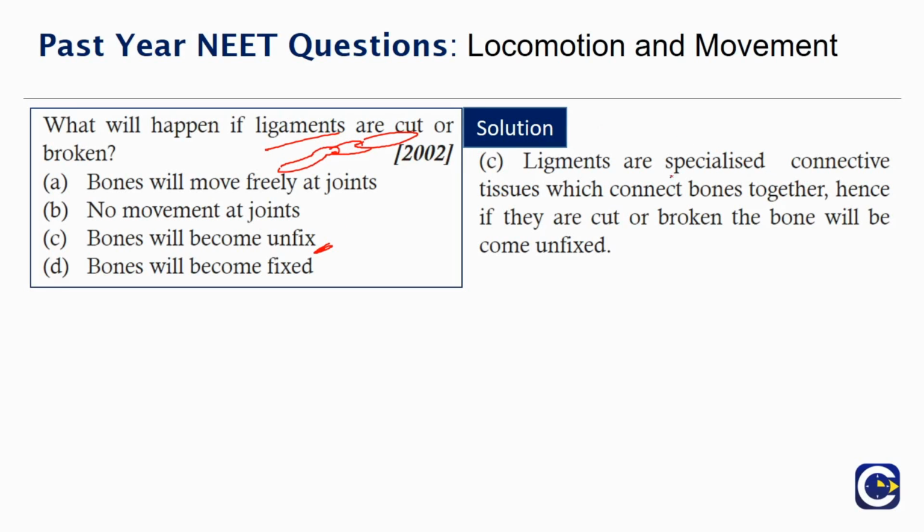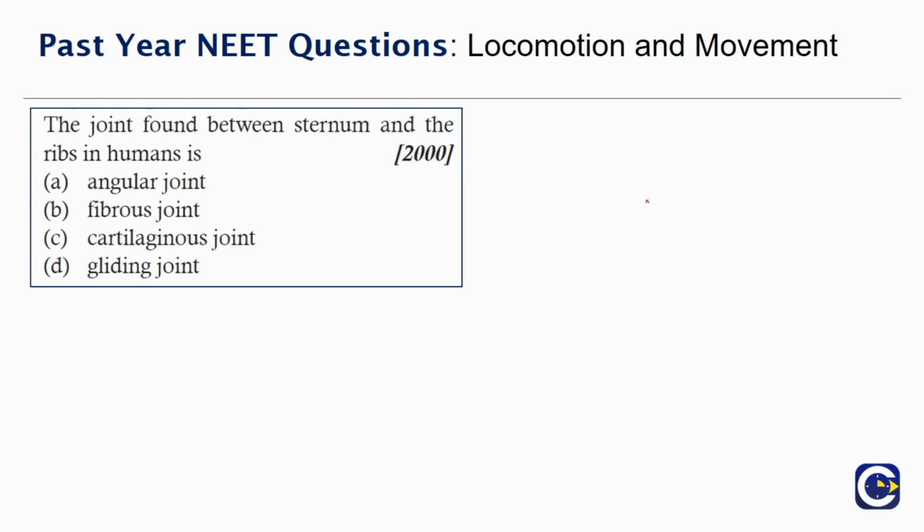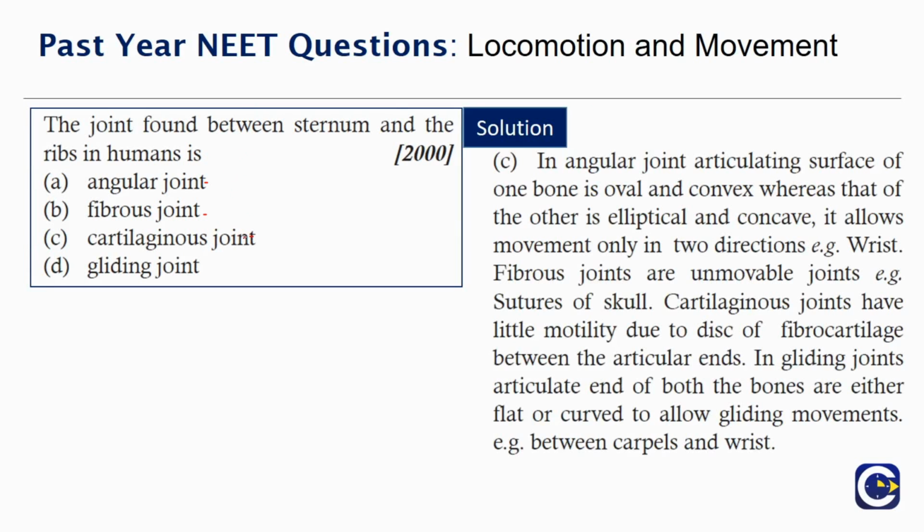Ligaments are specialized connective tissue which connect bone together. Hence, if they are cut or broken, the bone will become unfixed. So moving on to the next question. The joint between human sternum and the ribs in humans is angular joint, fibrous joint, cartilage joint and gliding joint. So it is basically a cartilaginous joint.